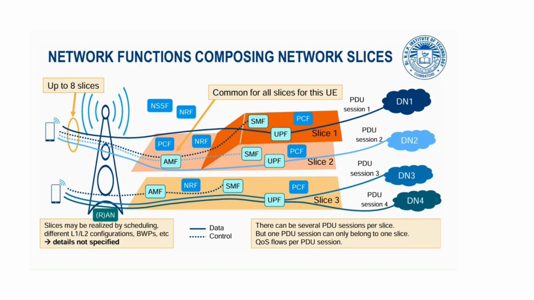For better understanding, the solid lines represent the data plane, that is, user data traffic, and the dotted lines represent the control plane, that is, signaling and session management functions. Slices may be implemented via scheduling and L1, L2 configurations and bandwidth paths. So this gives a simplified view of how multiple logically separated network slices are provisioned in a 5G network, each with dedicated network functions providing tailored connectivity and services to meet diverse application needs, all while sharing the same physical infrastructure.